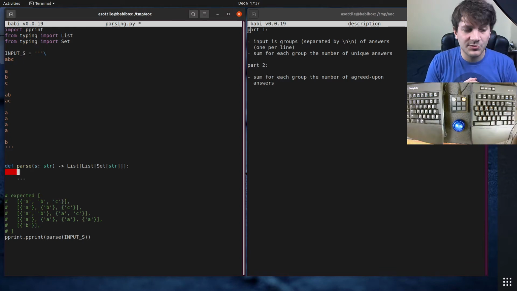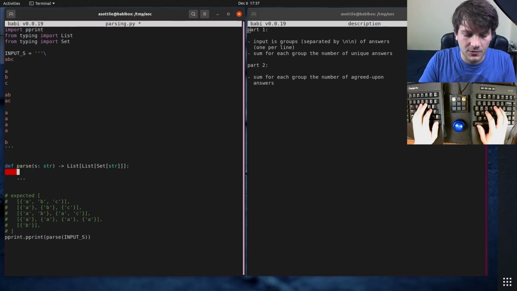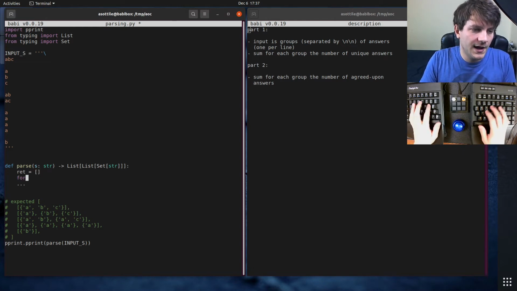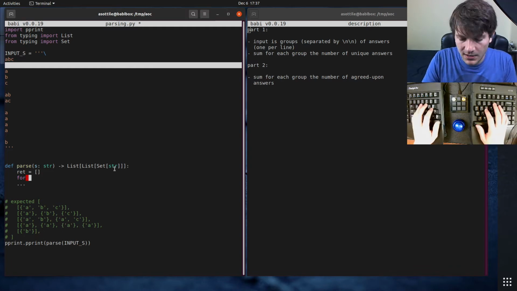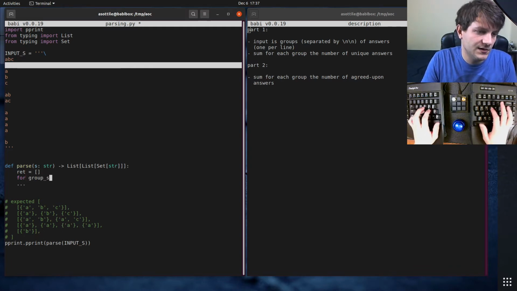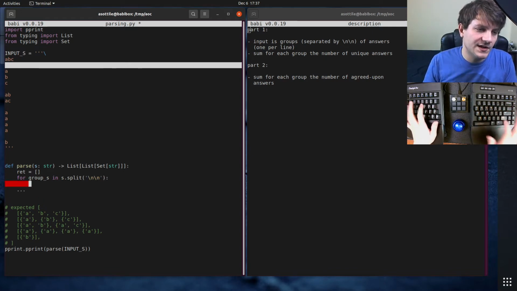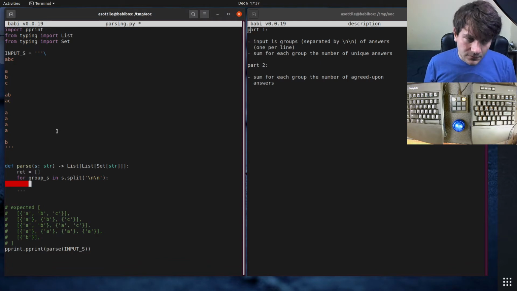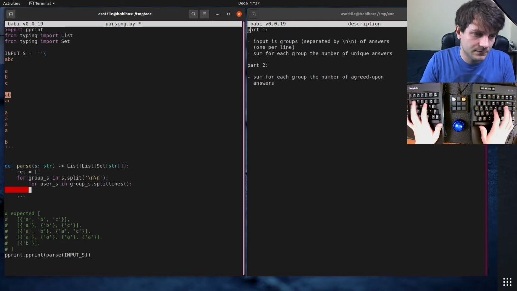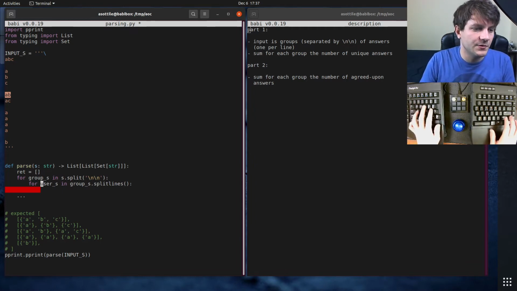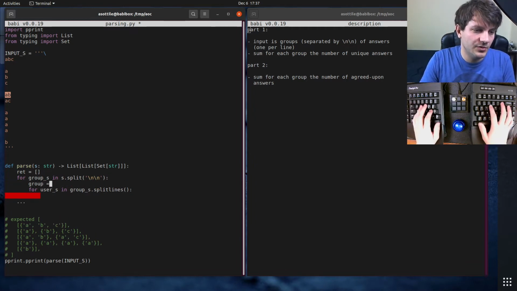The first thing I did is split things into individual groups, and we'll have our return value here. Things were split by a blank line, which should give us a hint to use double backslash n. So for group s in s.split double backslash n, that gets us our individual group strings. We can get individual users out of our group strings by using splitlines. So for user s in group s.splitlines, and we're going to have our group as a list as well.